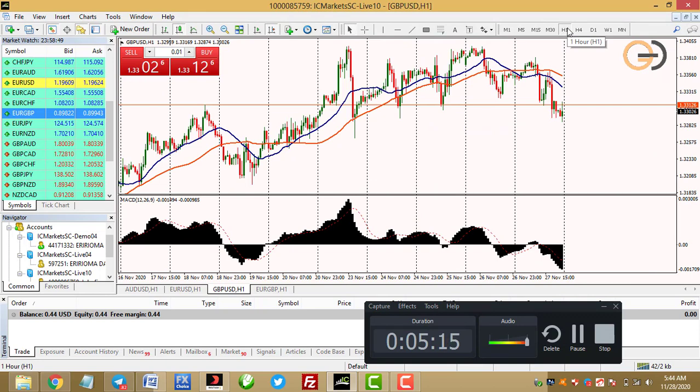I told you about time frames in the last lesson: the 1 minute, 5 minutes, 15 minutes, 30 minutes, 1 hour, 4 hours, daily, weekly, and monthly. In any of the time frames you are trading on, you should know how to use these indicators properly. So let me quickly explain how to use these indicators, and then I'll show you one other thing.